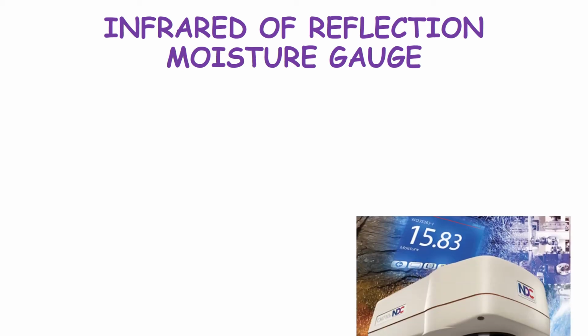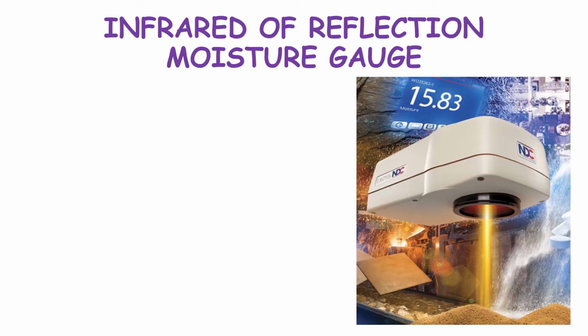The next type is the infrared reflection moisture gauge. Now this is the diagram which tells you about the infrared moisture gauge. This diagram does not get support of any material, but it stands on its own, and the infrared flows into the material which moves on a conveyor belt, and this is what is going to be measured.